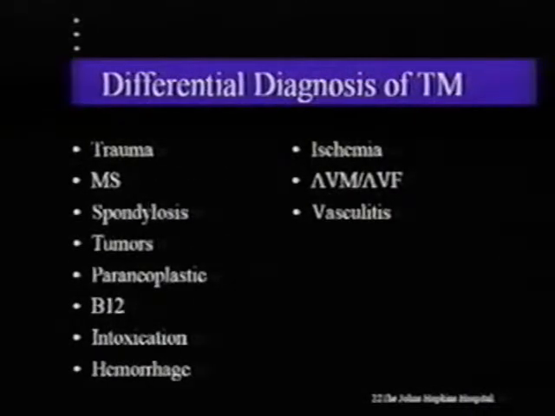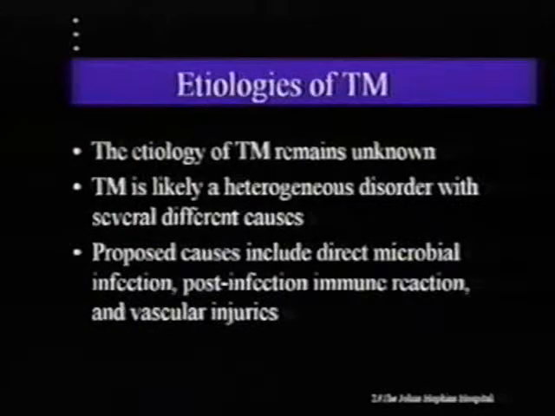This is what we think about when somebody gets the term transverse myelitis. It often is wrong. And we think about trauma or MS or spondylosis, which is an arthritic process, tumors, other cancerous diseases, B12 deficiency, some types of intoxication, a blood clot or a hemorrhage into the spinal cord, a stroke of the spinal cord, an abnormal collection of blood vessels called AVM or AVF, and vasculitis, an inflammation of blood vessels. But we don't know the etiologies.